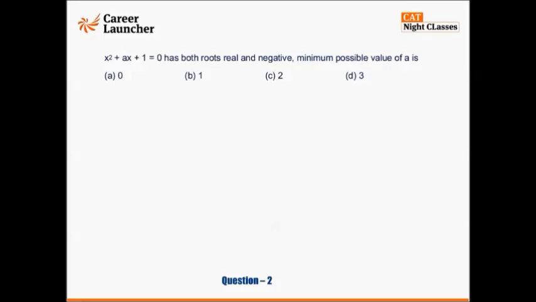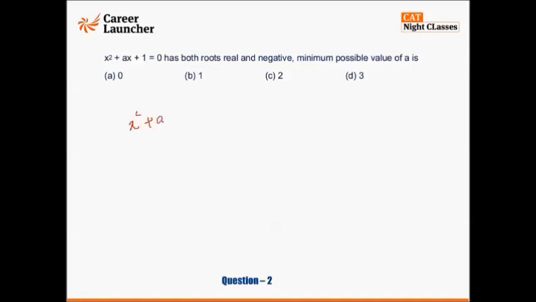Okay, brilliant. Let me pick it up now. The question states x square plus ax plus 1 equals 0 has both roots real and negative. Minimum possible value of a is. Now, let me assume that you don't know anything. You don't know the concepts of real roots, negative, or minimum value. Nothing. Let's keep it like that. If I was in your place and I knew nothing, the simplest way to solve this question would be like this. The question is x square plus ax plus 1 equals 0.